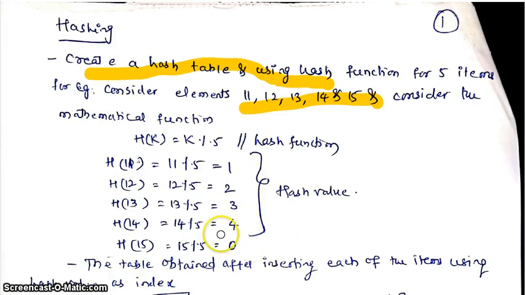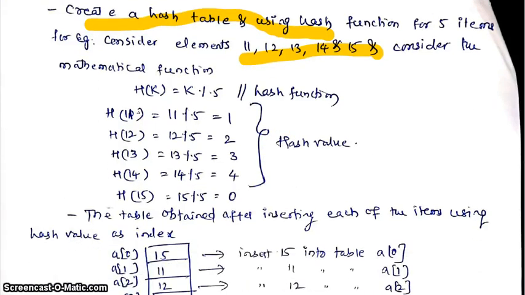Whatever hashing you perform will be stored in a table, so with the help of that table we can retrieve the information. What is the statement here? Create a hash table using a hash function for 5 items. We are taking 5 items here: 11, 12, 13, 14 and 15.